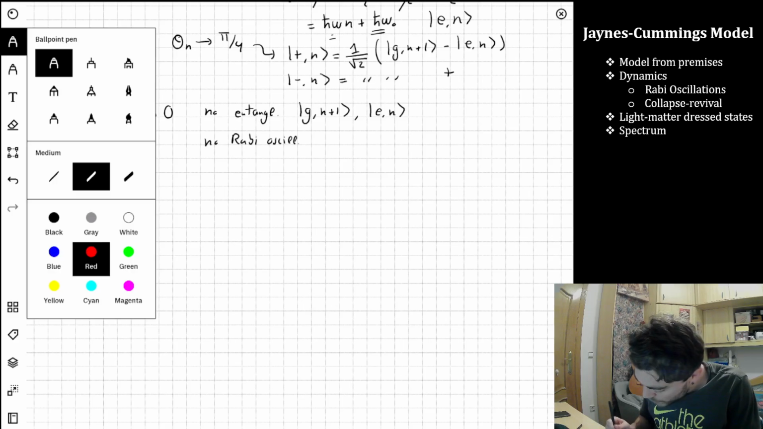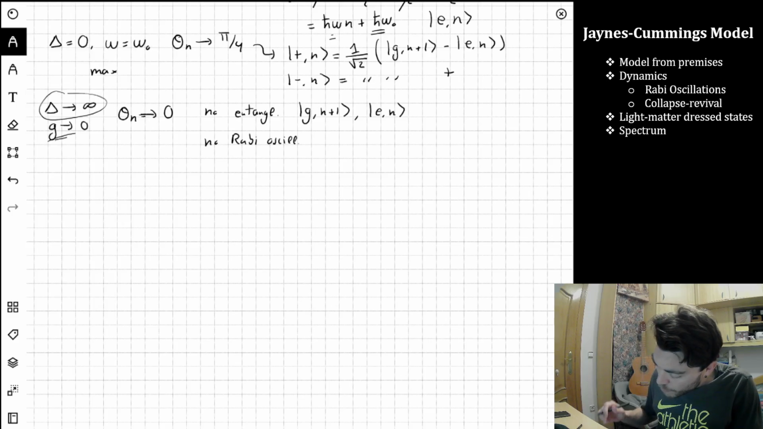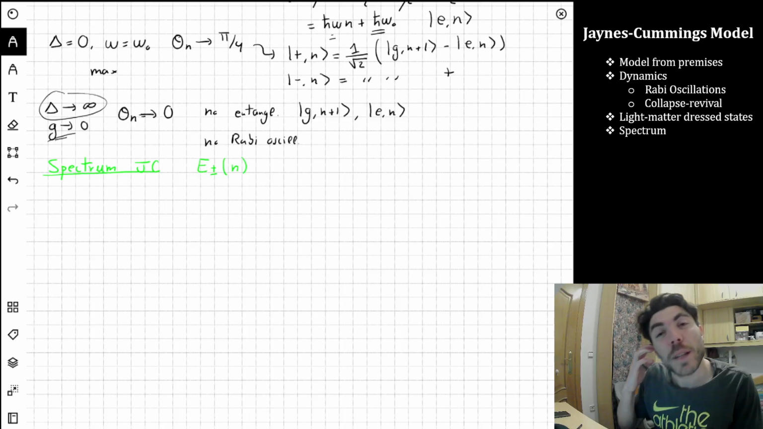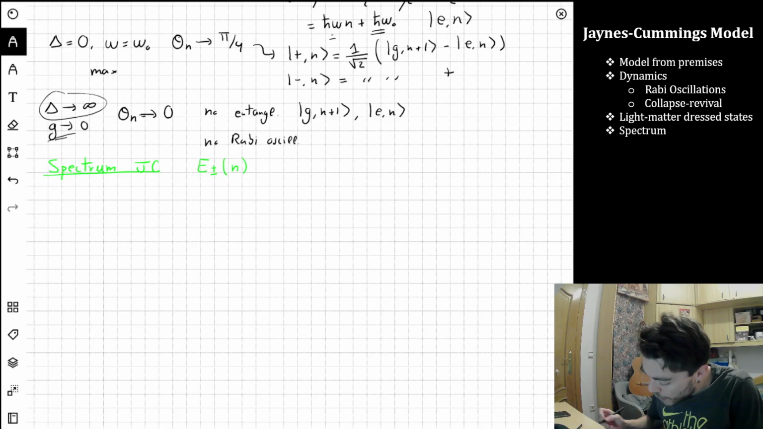So let me put the unperturbed system. So let's say, what is the spectrum of the Jaynes-Cummings model that we just calculated, because the spectrum is a way of saying what are these eigenenergies. It's a function of n, but there is a nice visual way of seeing what is happening.